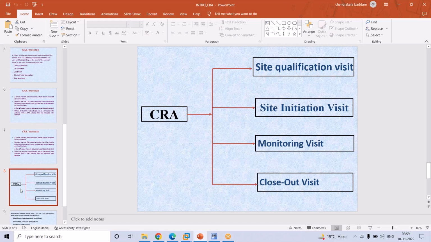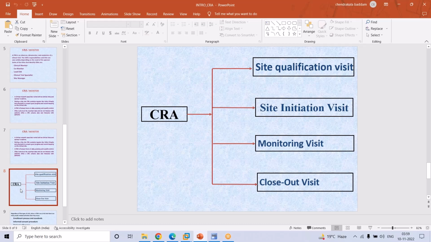Whether the investigator, whoever is conducting the study, understands their responsibilities, and whether we have approval from the FDA. After this, we'll start enrolling the subjects into the study.